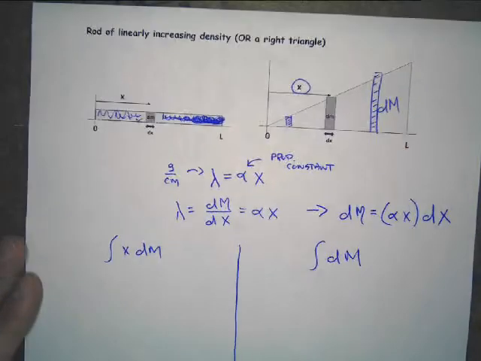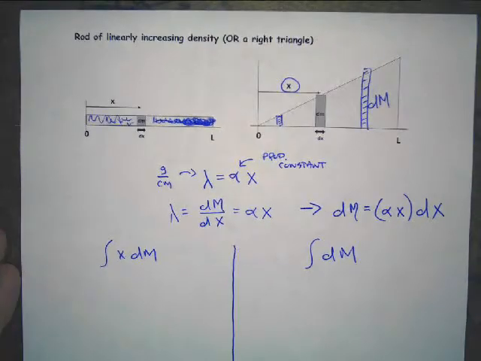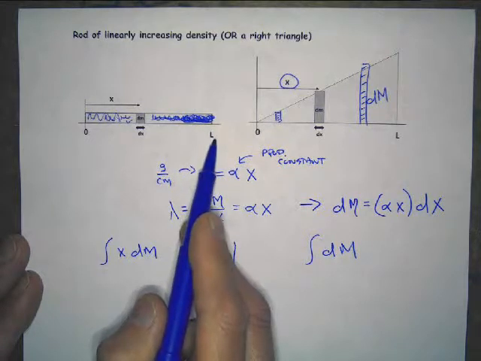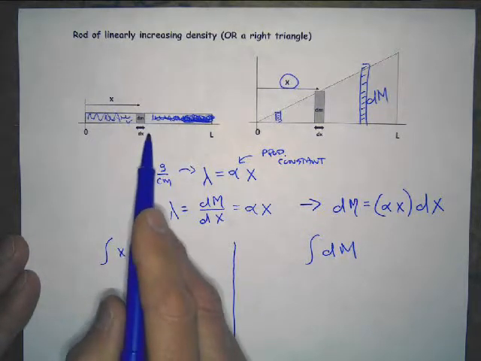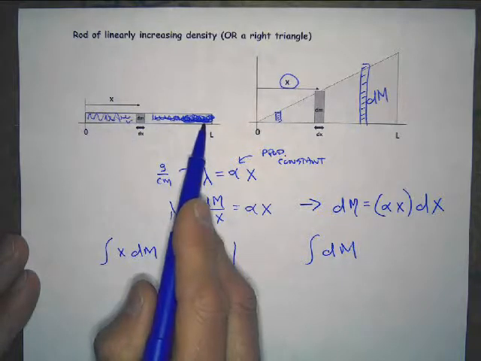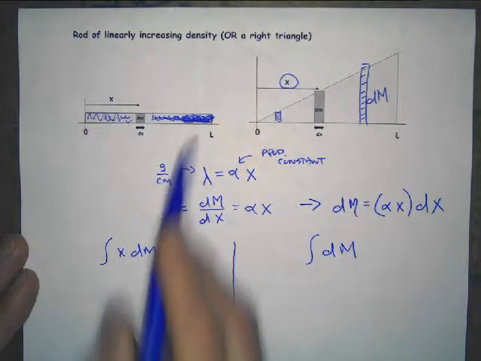Before I jump into this, maybe it's kind of instructive to think about where you would predict it to be, right? So if this is your rod of length L, would you expect the center of mass to be right in the center, if the density is increasing? And I'm kind of hoping that you don't.